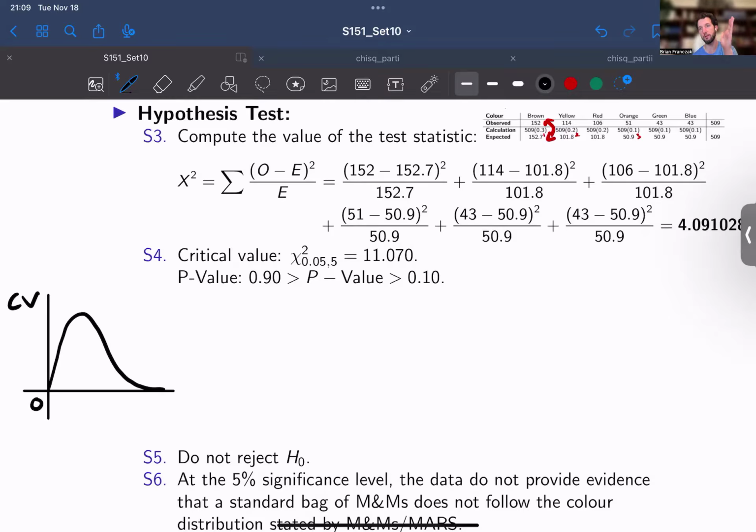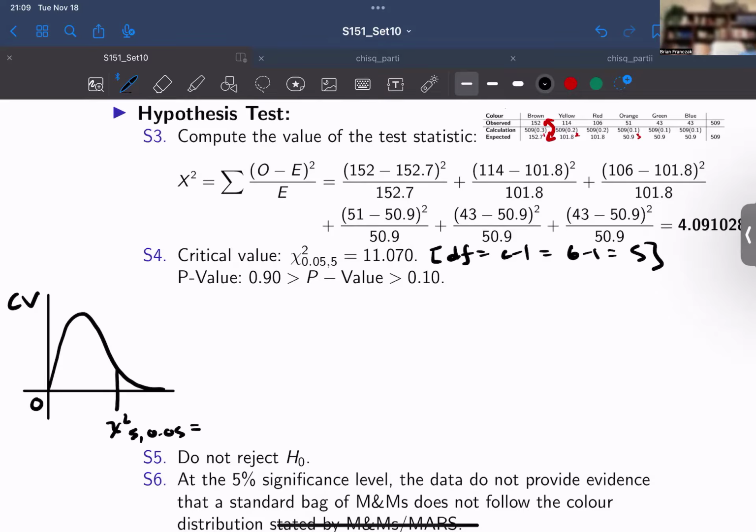So notice that the 0 is placed at the axes, and then I have my right skew curve coming out. Okay, we are testing at the 5% significance level, and we have 5 degrees of freedom here because there are 6 outcomes in the data set. So the degree of freedom for a chi-square goodness of fit is C minus 1, which is 6 minus 1, which is 5. Okay. So then I'll just mark down a point. This is going to be my critical value, which is on 5 and 0.05.